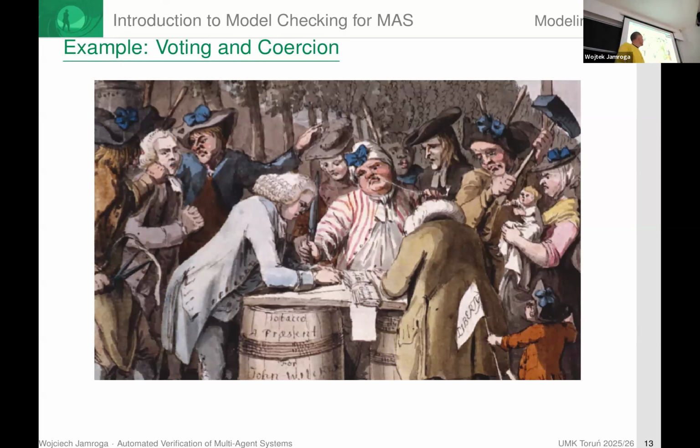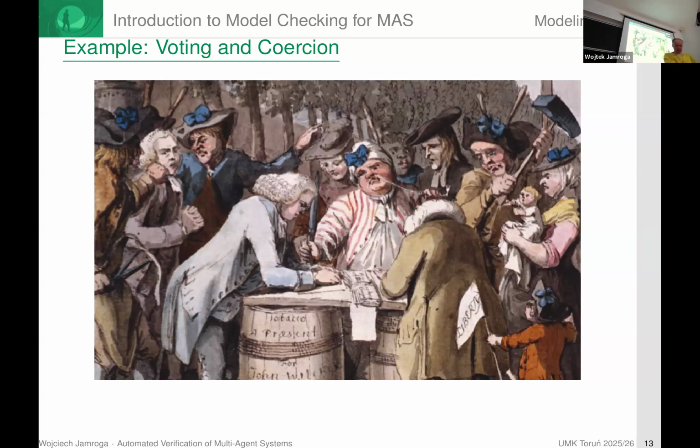voting and coercion. So this is, I think, a painting from like 200 years ago in the UK. And if you look carefully, this guy here is a metaphoric depiction of a coercer. He's standing with a hammer over the voter's head and making sure that the voter casts the vote for the right candidate.